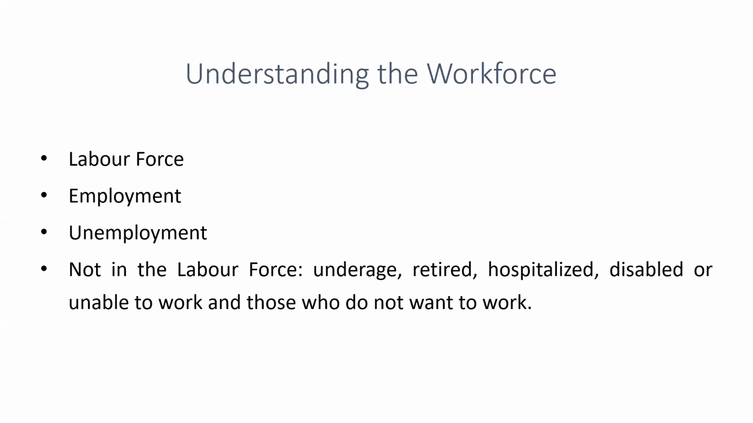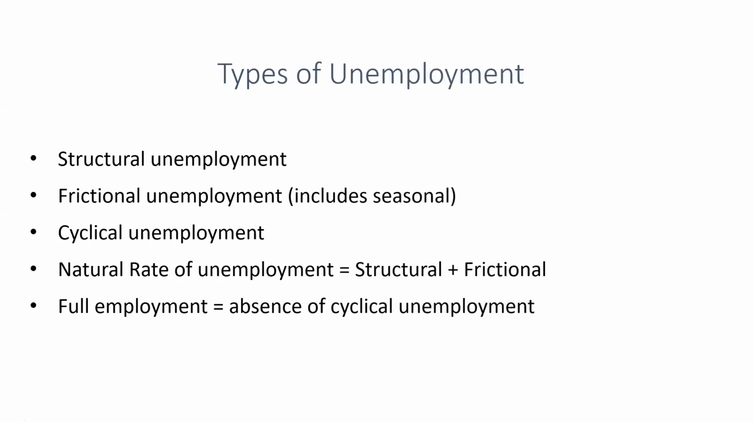So labor force includes employed and unemployed people together. So unemployed people are also a part of the labor force. That is something you need to bear in mind, which brings me to the next part, and that is different types of unemployment. You have structural unemployment, frictional unemployment, cyclical unemployment, natural rate, and full employment. So let's quickly break down these three main types of unemployment and then look at natural rate and full employment as well, which are based on the top three.